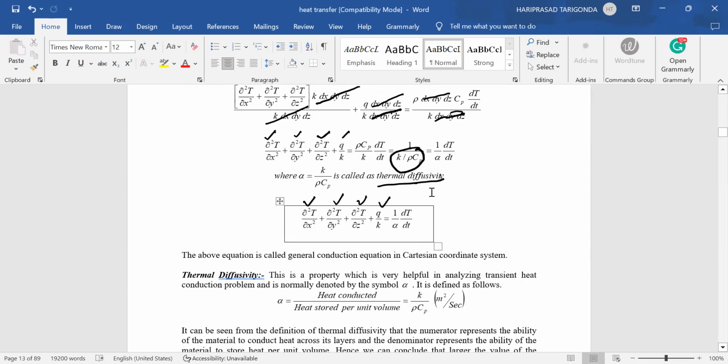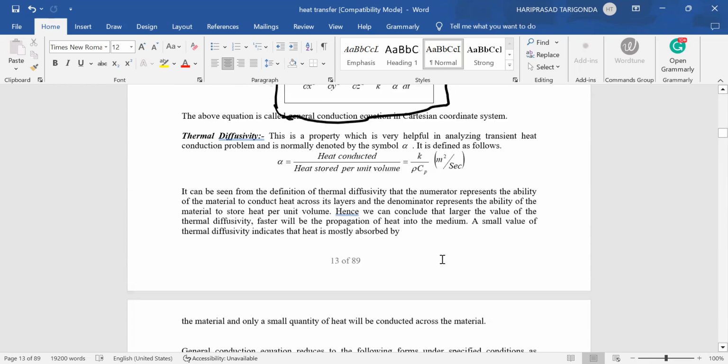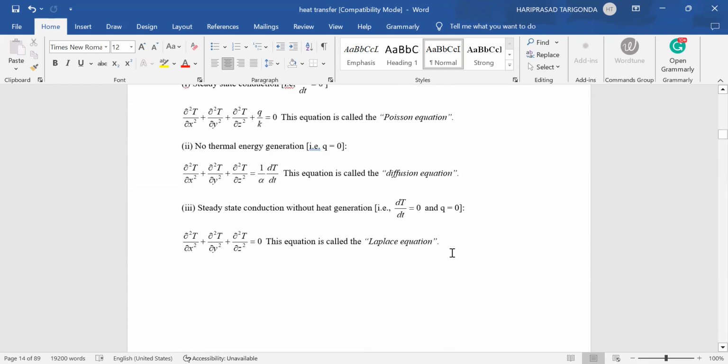So this is the general conduction equation. Now with the help of various assumptions, we can simplify it to various equations like the one-dimensional conduction equation and other forms. Let us see how the general conduction equation will be simplified to various forms. So we have seen this is the general conduction equation.